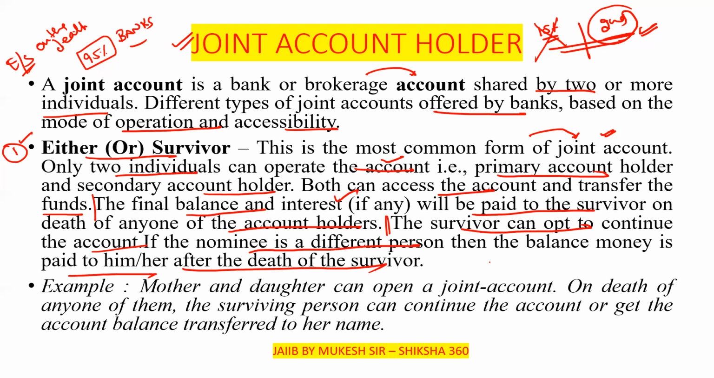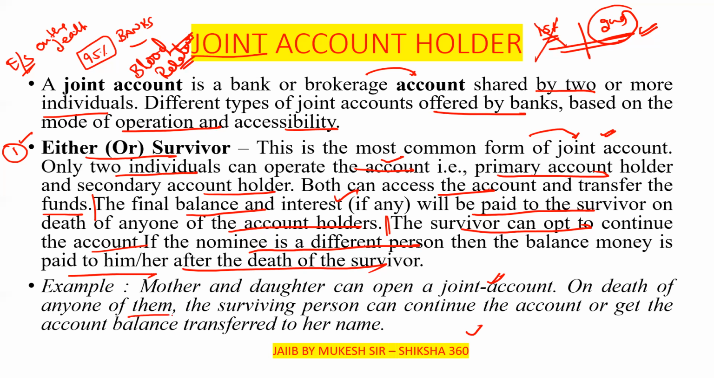Example: mother and daughter can open a joint account. Mostly a joint account is opened in the case of a blood relation. It is not like two friends can open a joint account. Like mother and daughter can open a joint account.